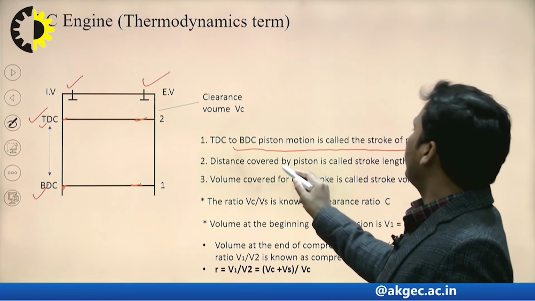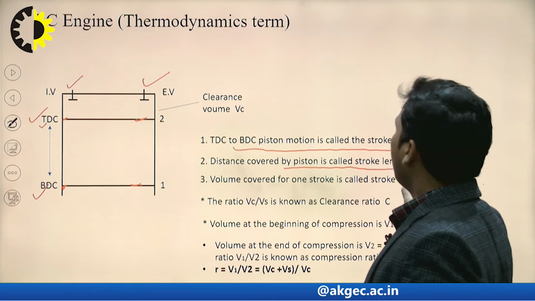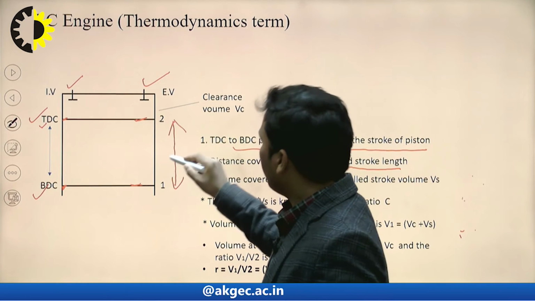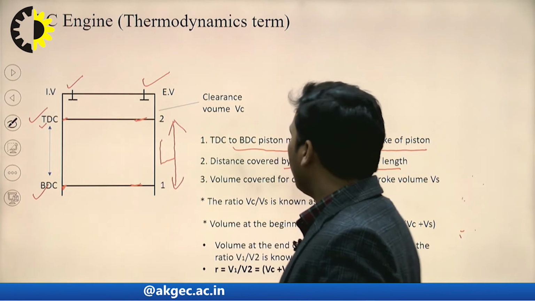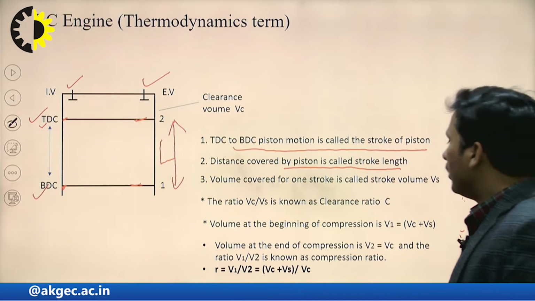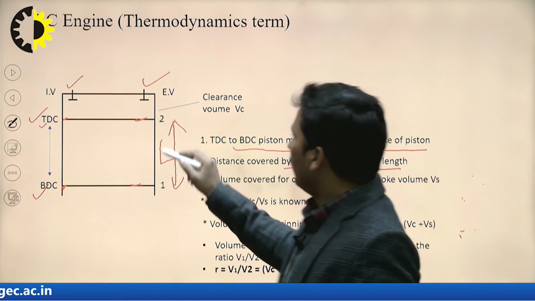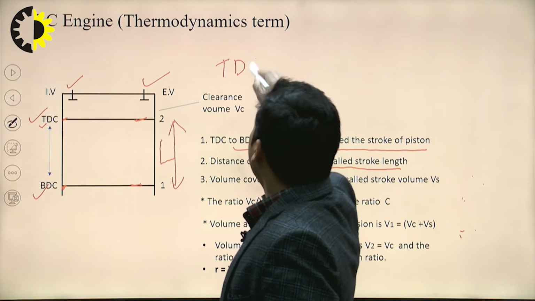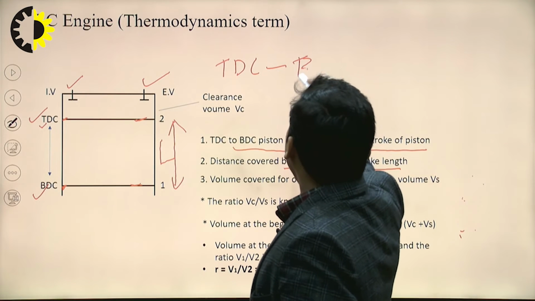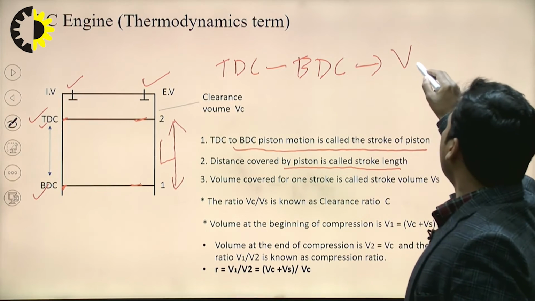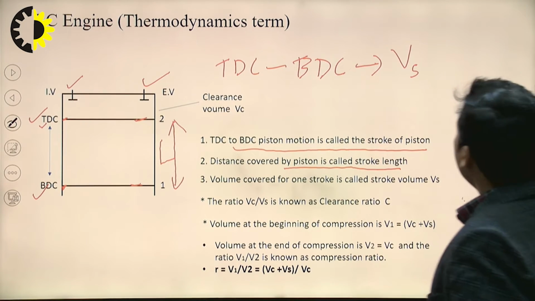The distance covered by the piston is called the stroke length, and it is generally represented by capital L. The volume covered for one stroke is called the stroke volume. So, the volume covered from TDC to BDC is known as stroke volume. Generally, it is represented by V suffix S.